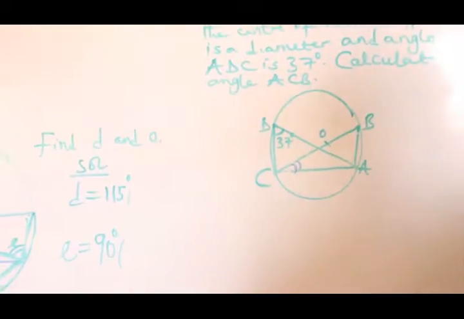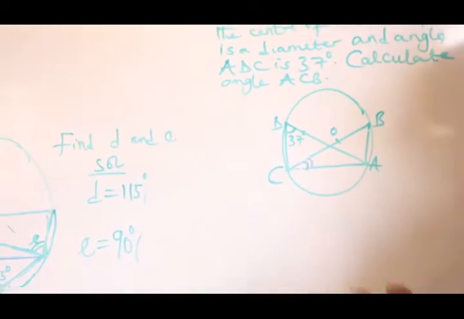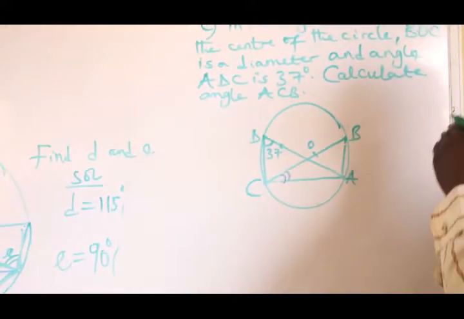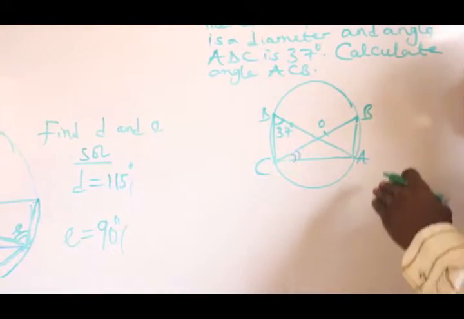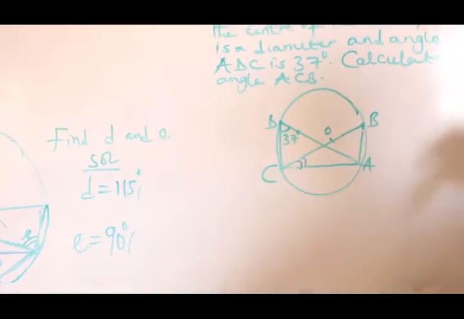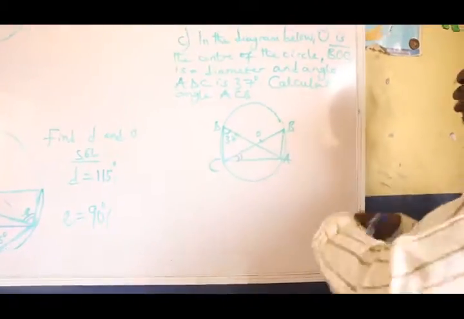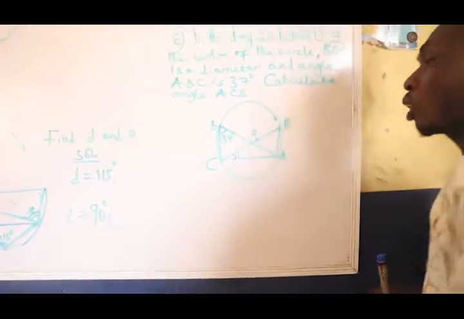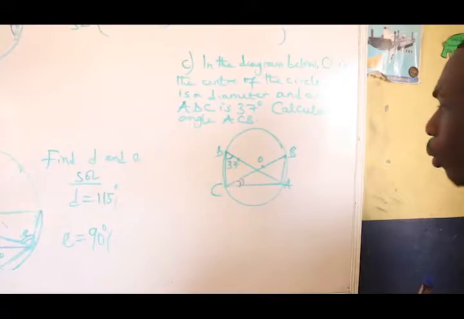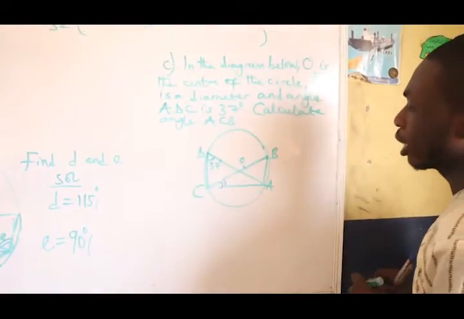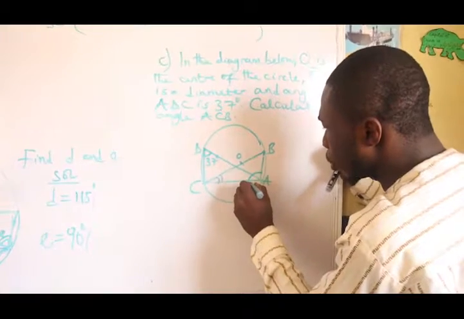Now what do you do? I told you, once you see the term diameter, you should know that there will be a semicircle in your diagram, because a diameter divides a circle into two equal halves. Since you have a semicircle, what theorem can you remember? You can easily remember theorem 3, that states that the angle in a semicircle is 90 degrees.